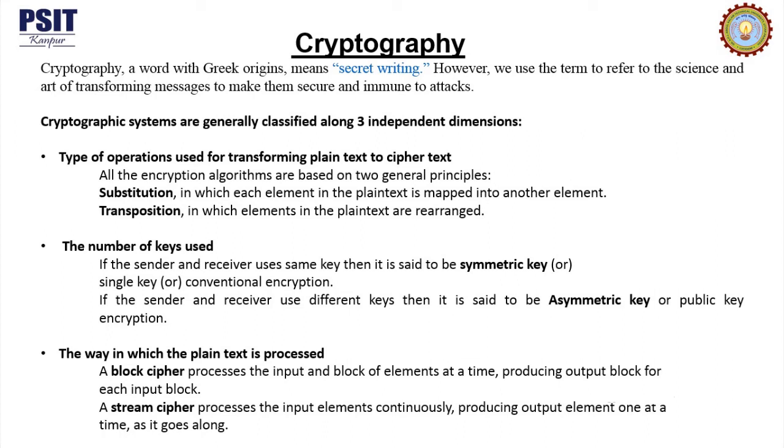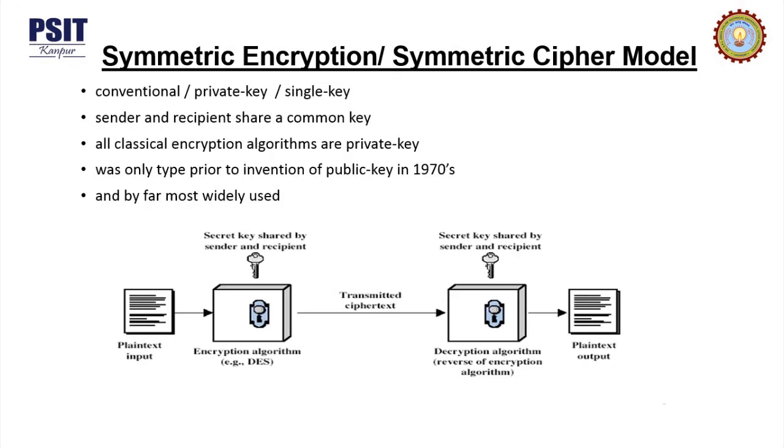Here, I will discuss symmetric key encryption, which is also called conventional encryption, private key encryption, or single key encryption. In this method of encryption, the sender and the receiver share a common key for encrypting and decrypting data. Encryption algorithms are used to produce the ciphertext from the plaintext, and decryption algorithms use the same key to recover the plaintext from the ciphertext received through the communication.